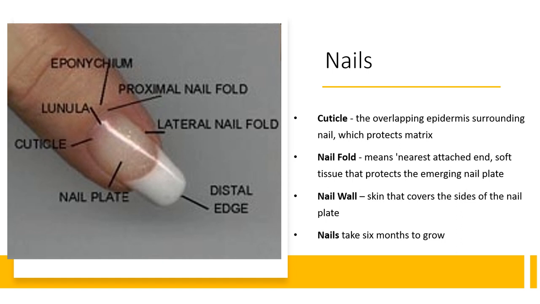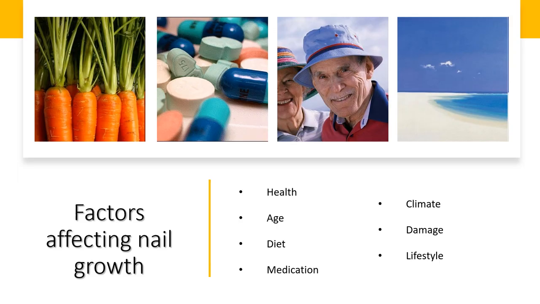The nail wall is the skin that covers the sides of the nail plate. Nails take about 6 months to grow from the lunula, the proximal end, down to the distal edge. Proximal means that it's the nearest to the body, and distal means it's the furthest away. The health of the nail is really decided by how healthy we are, and factors that affect the nail growth are if we're feeling well or not, how healthy we are, our age, our diet, what medication we're on, the climate that we live in, the damage that we've done to our nails, and our lifestyle. I often find that when I go on holiday, my nails grow enormously quickly.